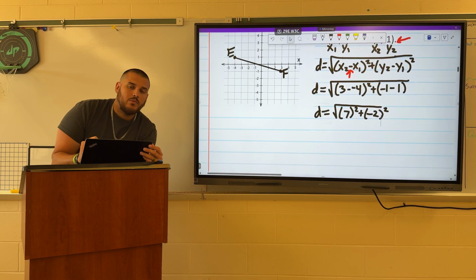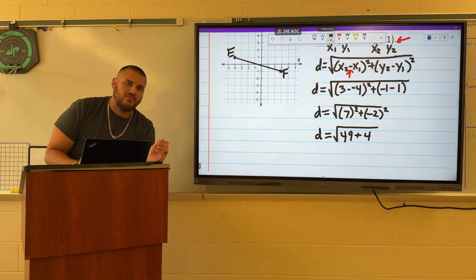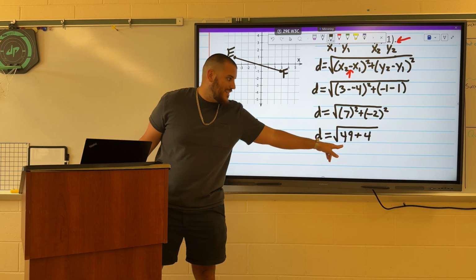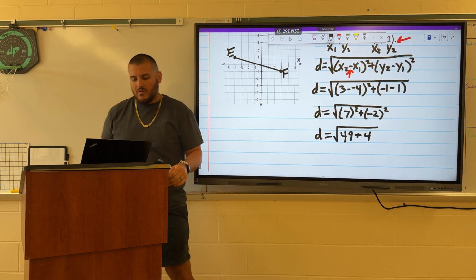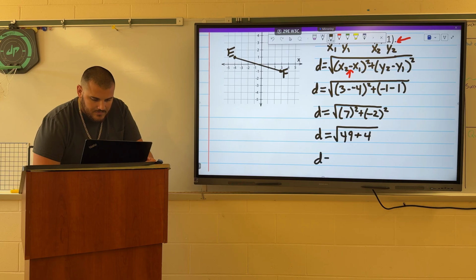After parentheses, we would do exponents. So now I need to do that 7 squared, which is 49. Negative 2 squared is positive 4. Remember, after you square numbers in the distance formula, you will never have anything negative at this step. You should always have positive values. Then we add those values together to get the square root of 53.